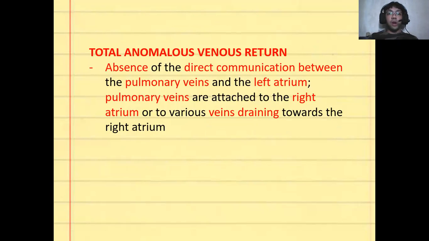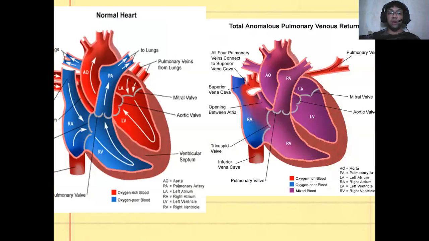Next, we have total anomalous venous return. There's an absence of the direct communication between the pulmonary veins and the left atrium. And the pulmonary veins are attached to the right atrium or to various veins draining towards the right atrium. So you can see here, this is the normal heart, but for total anomalous pulmonary venous return, it doesn't go back to the left atrium. It is going to the right atrium instead, as you can see here in this illustration.